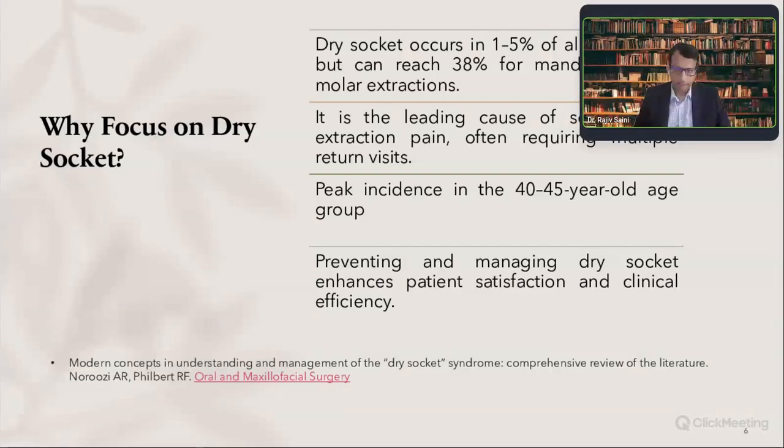Our goal as a dental profession should be twofold. Number one is to minimize the occurrence of dry socket, and second, to manage it efficiently when it does occur. Now, let's review the key signs and symptoms that allow us to recognize dry socket early and manage it effectively.